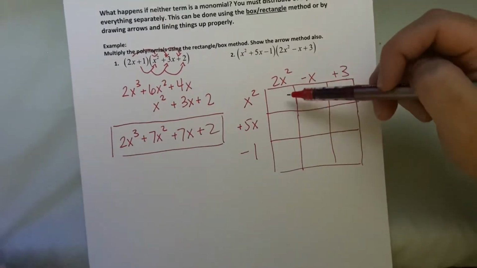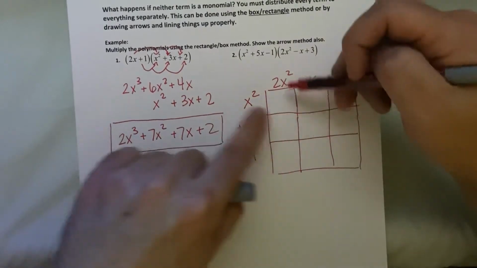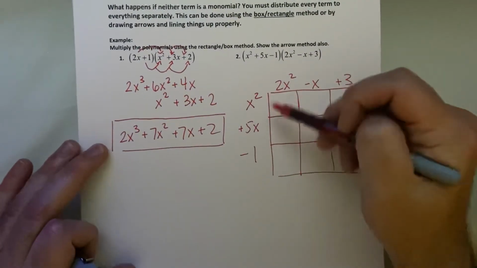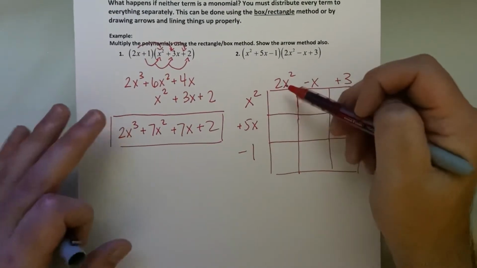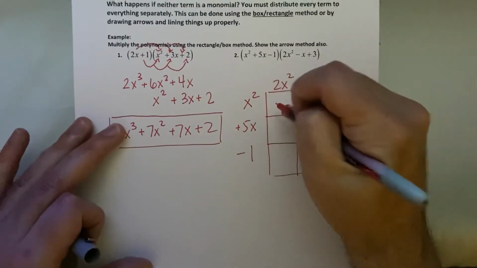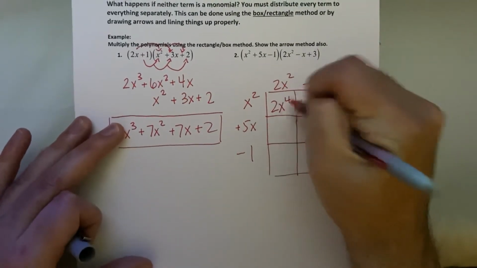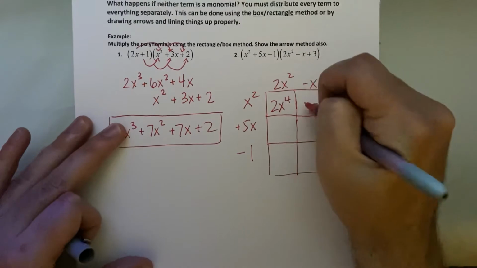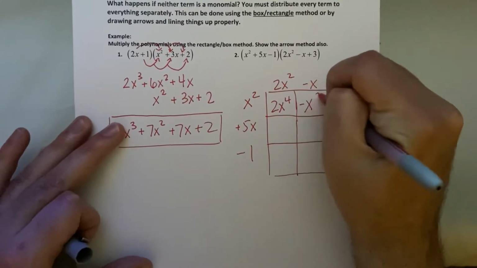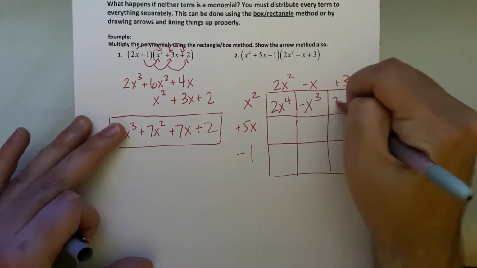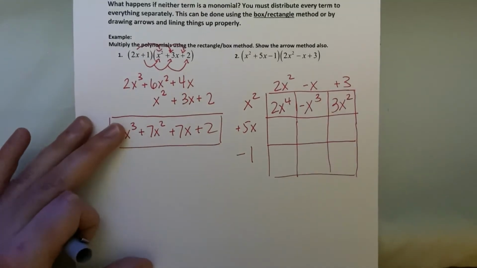Now to figure out what goes inside each box, you look at the two things that line up to the box. So notice in this top left box, x squared and 2x squared, so I'll multiply those two to get 2x to the 4th. Now x squared times negative x is negative x cubed. X squared times 3 is 3x squared.